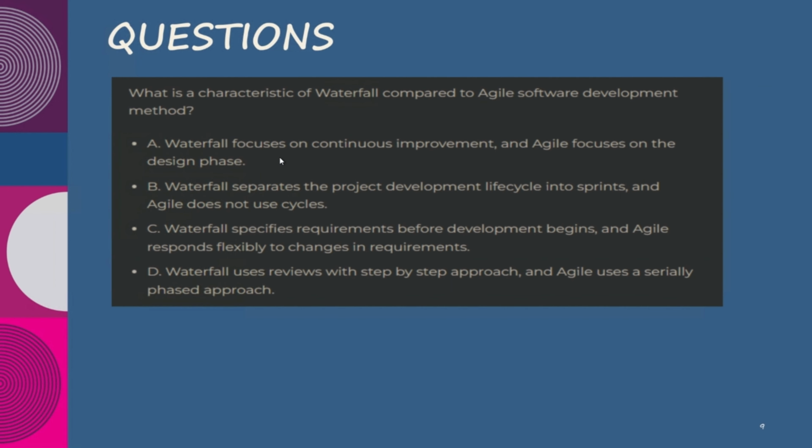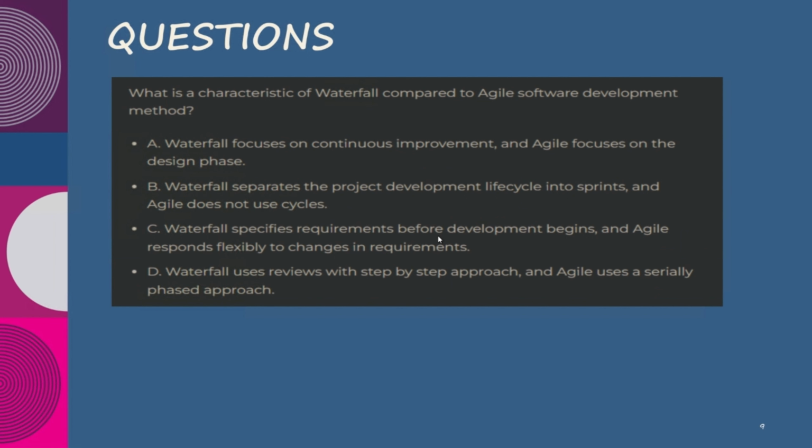Next question. What is the characteristic of waterfall compared to the agile software development method? Waterfall focuses on continuous improvement while agile focuses on the design phase. Okay, this statement is false. Waterfall separates the project development lifecycle into sprints, and agile does not use cycles. This statement is also false. Actually, it's vice versa, where in agile we have sprints, which are divided into weeks, where the developers collaborate with the customer and show incremental features and incremental updates.